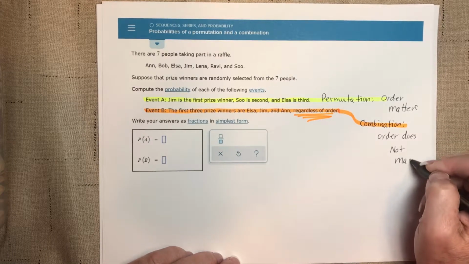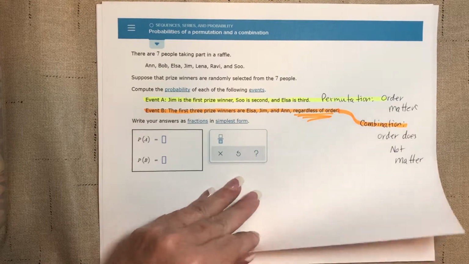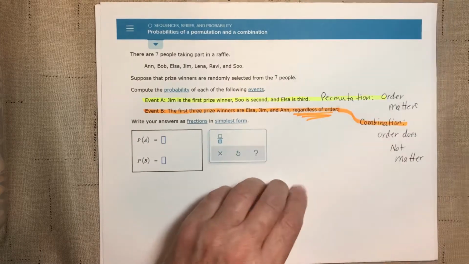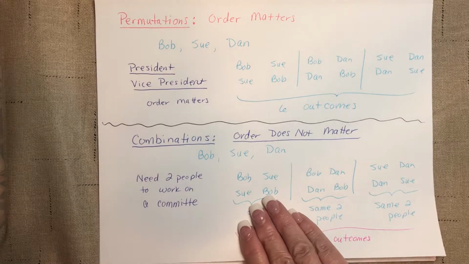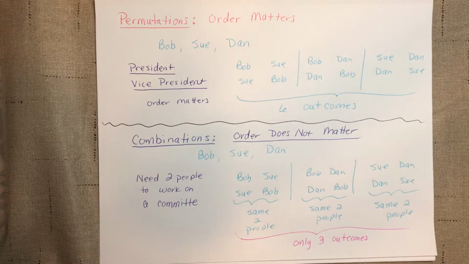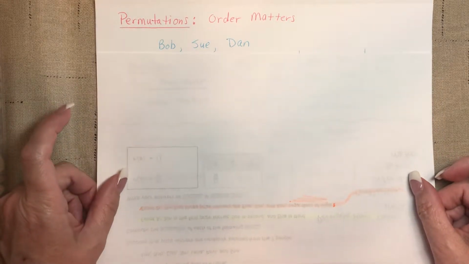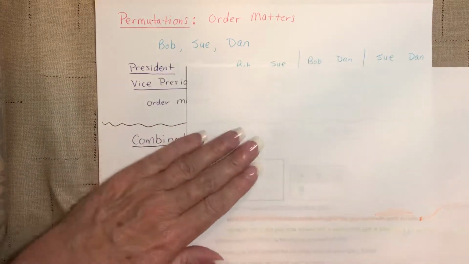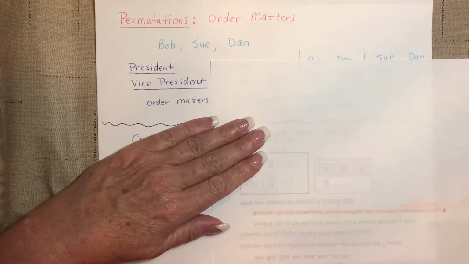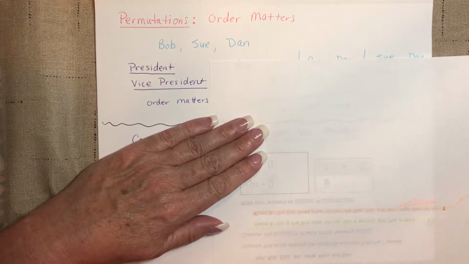And to explain this a little better for you so you can understand, I actually made up a little example over here, so I'm going to switch my papers. Okay, so I wrote permutations, combinations. Order matters. So let's say we have 3 people, Bob, Sue, and Dan, and you are looking for somebody to be president and somebody to be vice president in this little 3-person club.